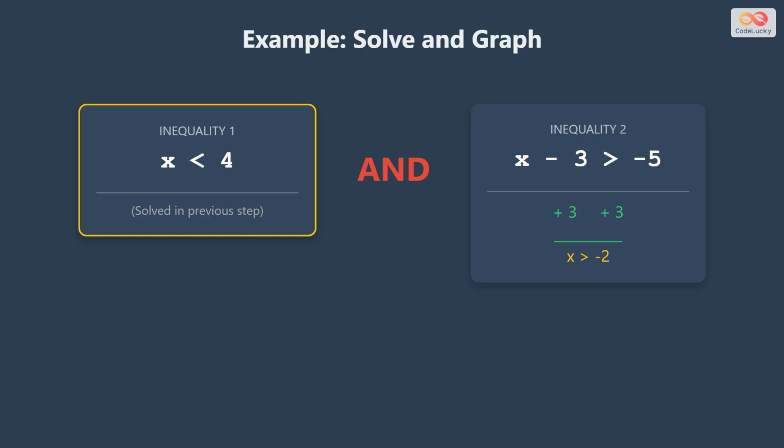Now for the second part. We have x minus 3 is greater than negative 5. We simply add 3 to both sides. This gives us x is greater than negative 2. Now we have our two pieces.